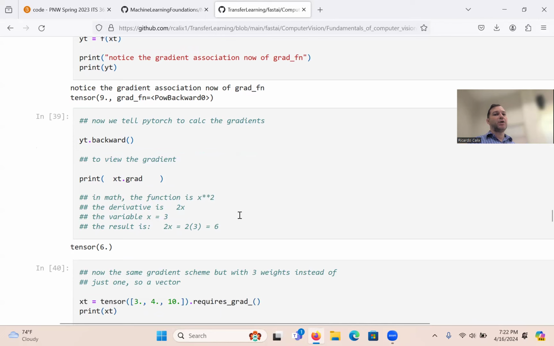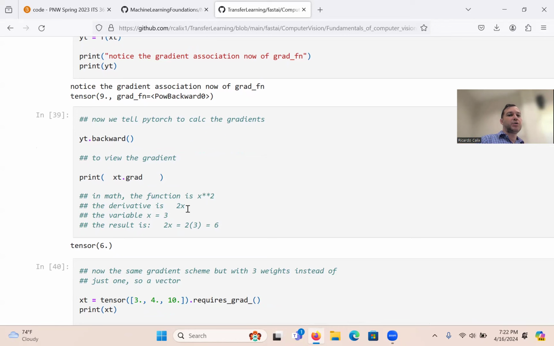So you can see here in math, the function is x squared. The derivative is 2x, right? So the variable x equal 3 plugged into the derivative function gives you 6 because it's 2 times x, which is 2 times 3. Do you guys understand what I'm saying? So you had one original function, and it's almost like when you do that backward, now you have this new function, 2x, the derivative of x squared. And then now the value is given in terms of that one and not the original. Any questions? That's what it's doing, basically.